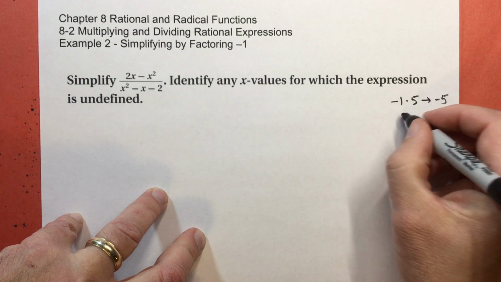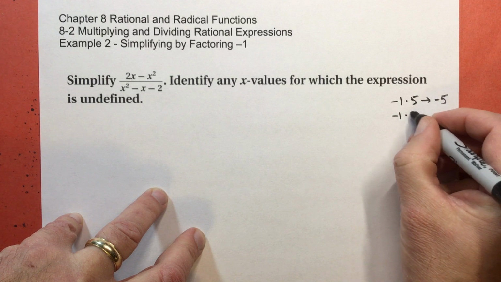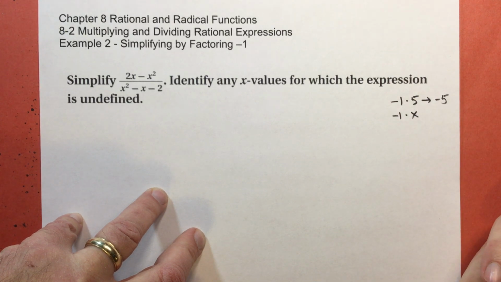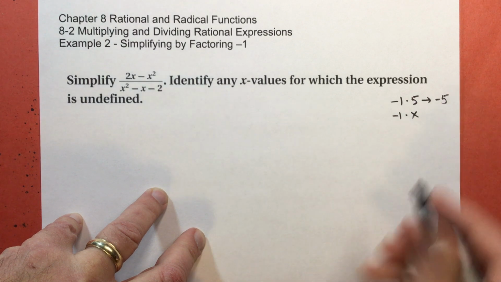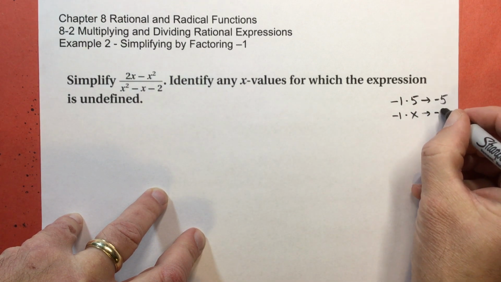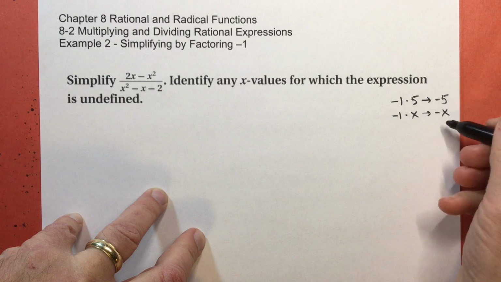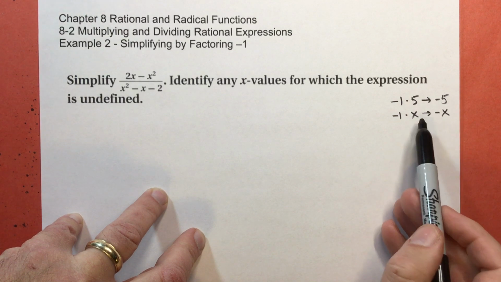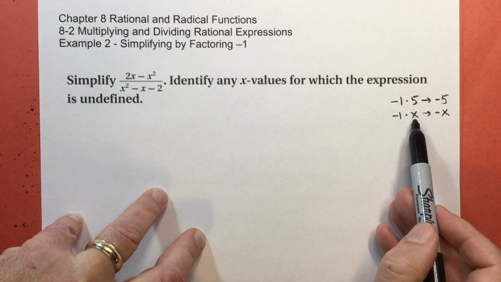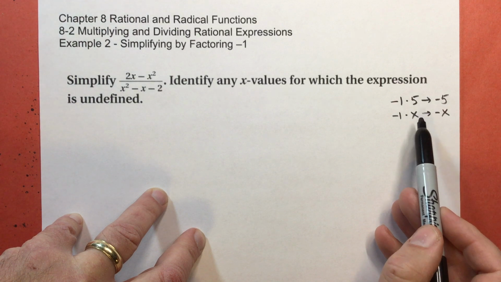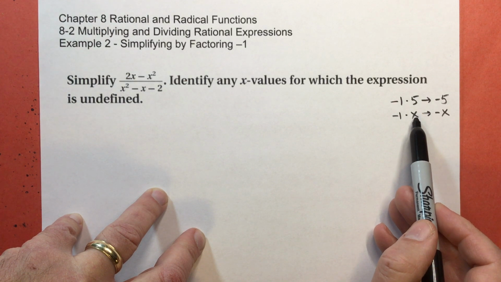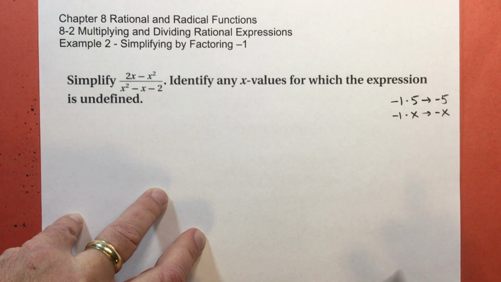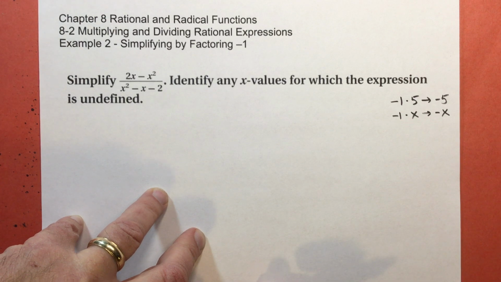Well, what happens if I have -1 times a variable, an x? Well, it gives me the opposite of that. And again, that looks the same. The only difference is that this might already be negative. I don't know what x is. If x equals -3, then the opposite of -3 becomes +3. Okay, so we're leveling up.